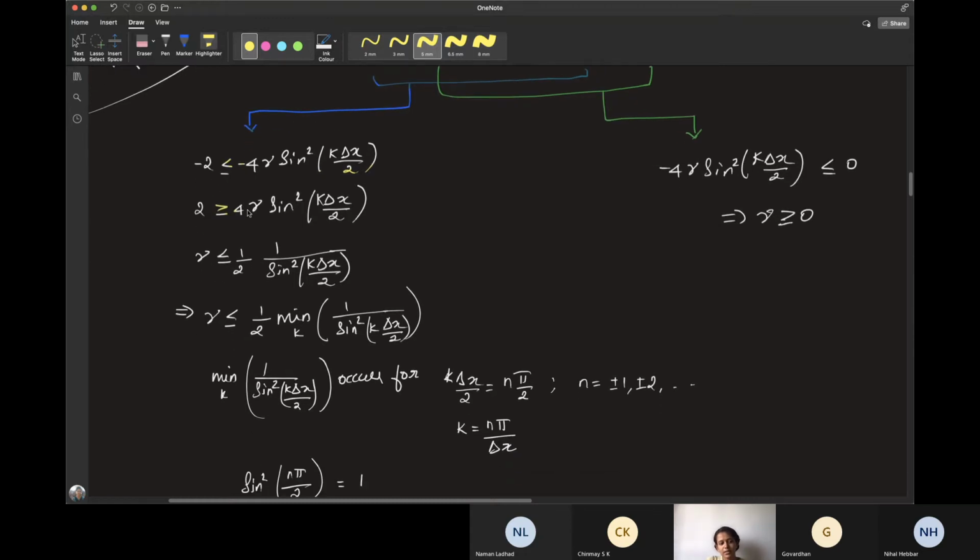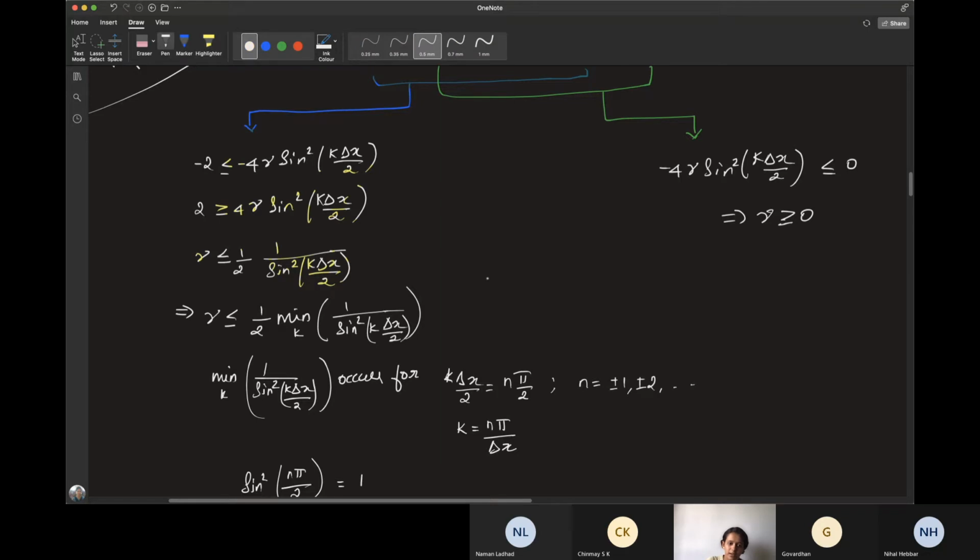And then I divide by 4. Since sine squared k delta x by 2 is always positive, it's okay to take it to the other side, and 4 is also positive, so it's okay to take it to the other side without changing the signs. So I'm getting some expression like this: nu is less than or equal to 1 by 2 into 1 over sine squared term.